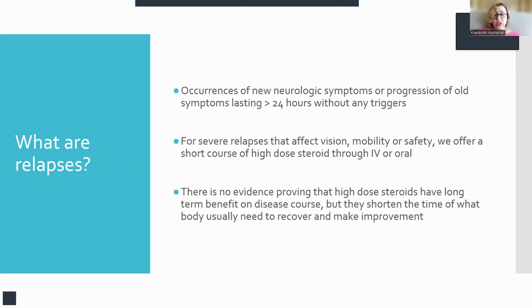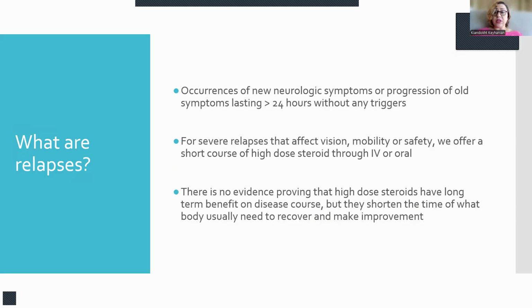So again, we talked about relapses. So what are the relapses? The relapses are symptoms that last more than 24 hours, without any triggers. And there should be new symptoms or progression of the prior symptoms. For example, if you had numbness in the hand and it was up to here, but then you started having the same numbness but it spread up, it could be a new relapse. So it could be the progression of the prior problems, or it could be a new problem.